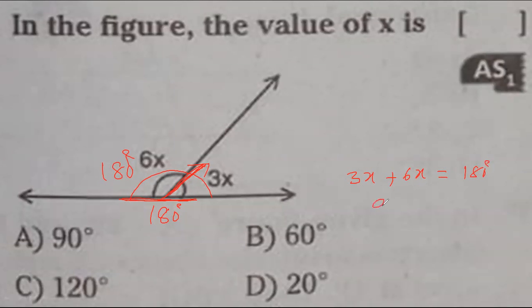3x plus 6x is 9x, equal to 180 degrees. If I transpose 9, x becomes 180 degrees by 9. The 9 table can be cancelled 20 times. So the x value is 20 degrees. Option D is correct.